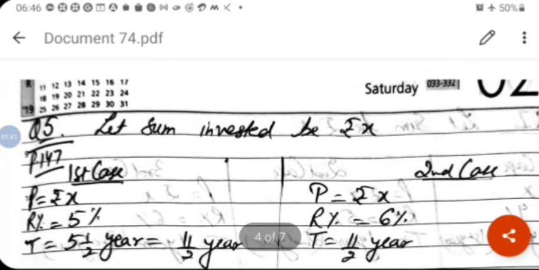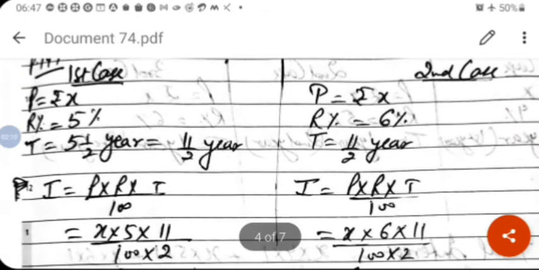Moving to question number 5 of exercise 19C, it is saying that a man invests two equal sums of money. One bears interest at 5% per annum and the other at the rate of 6% per annum. At the end of 5.5 years, he receives rupees 33.55 more from the latter than the former. Meaning in the second case, he is getting more interest as compared to the first one. We have to find the sum invested. Let the sum invested be x.